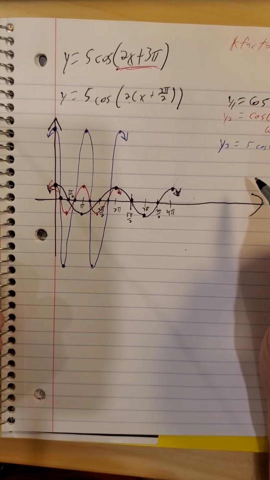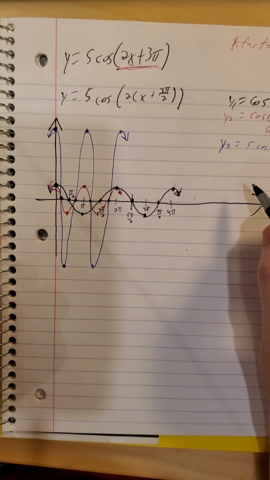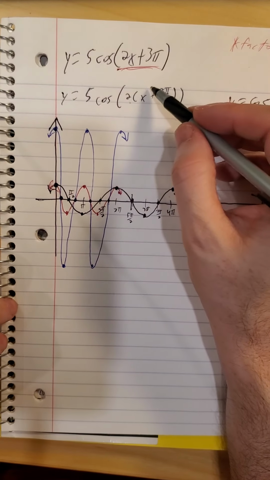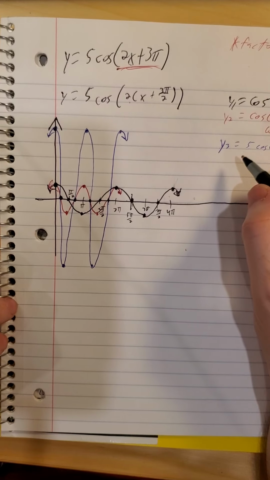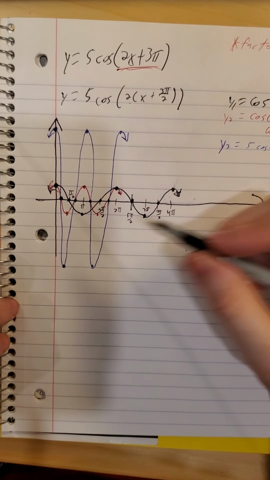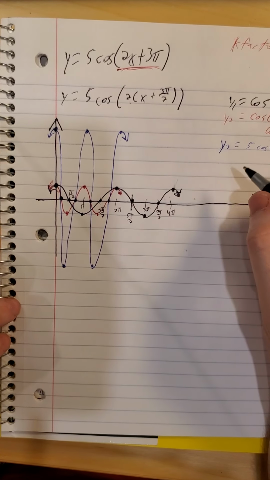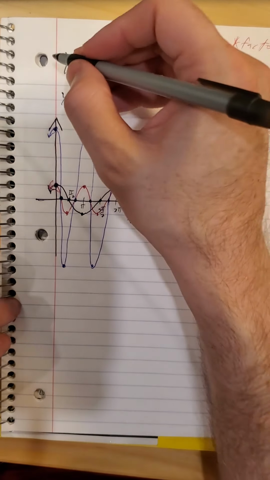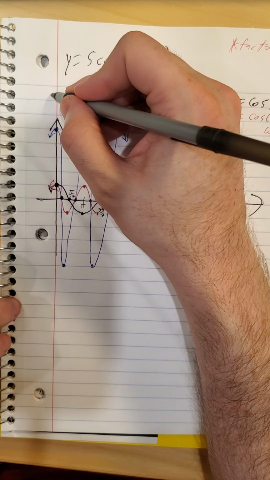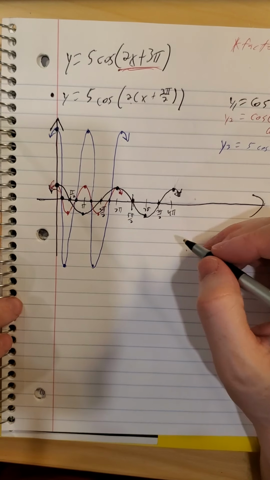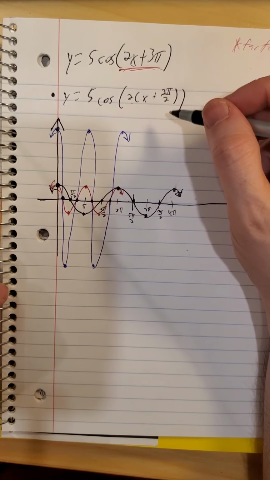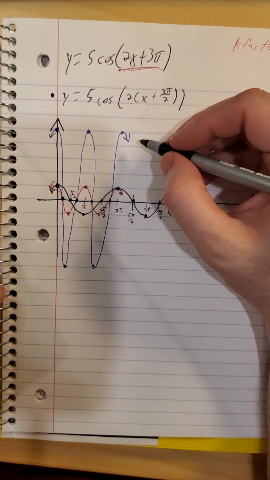So we did all of the compressing and stretching vertically and horizontally. Then we just finish it off with any of the shifting. So the plus 3 pi over 2, plus is going to take us left, so everybody in blue there is moving to the left by 3 pi over 2. And that's our final one. So left 3 pi over 2.